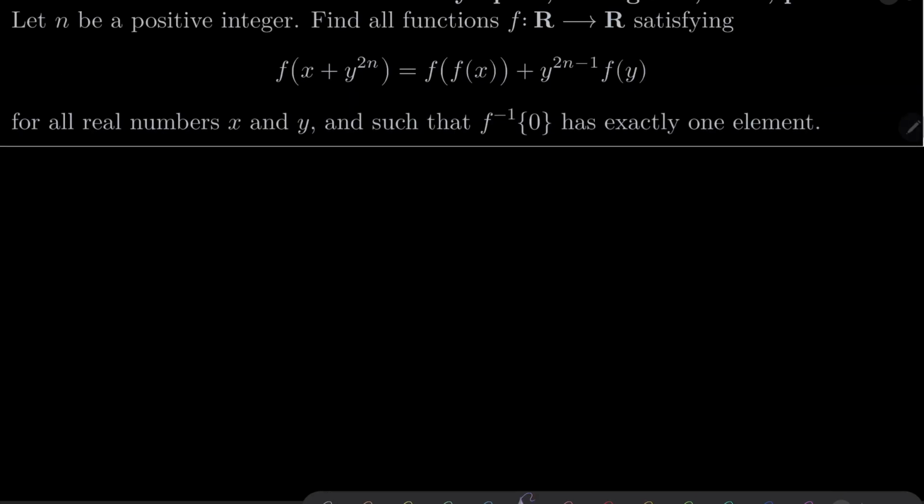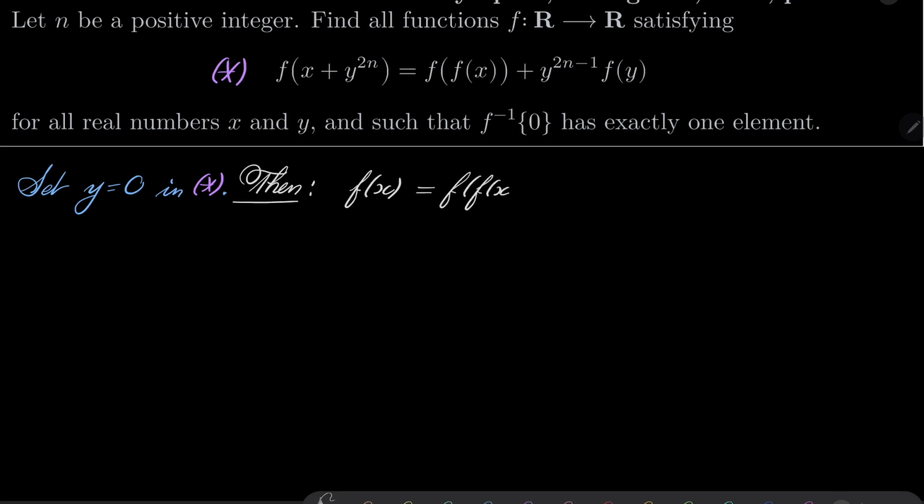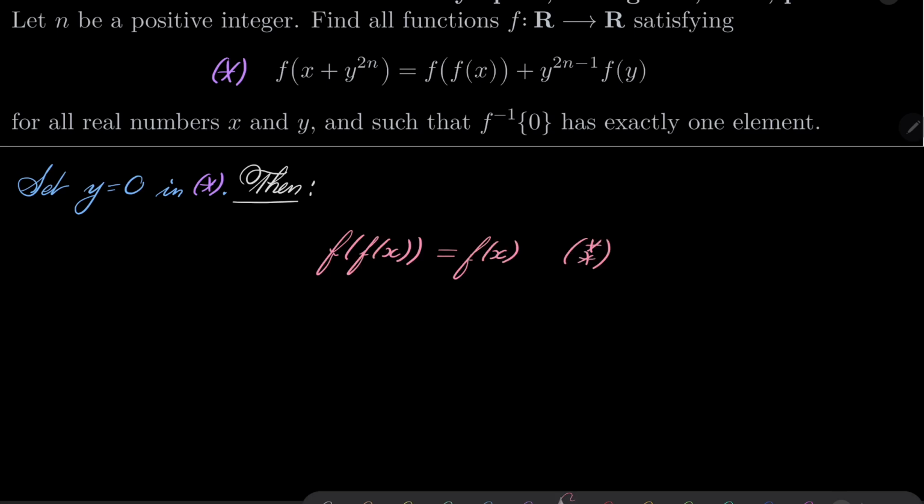Alright, so let's denote our functional equation by asterisk. First, let's set y to be equal 0 in our condition asterisk. Then we have f of x equals f of x. You know what? It's very important. This equation will be important later, so let's write it in a different color. f of x equals f of x. Let's call this condition double asterisk.